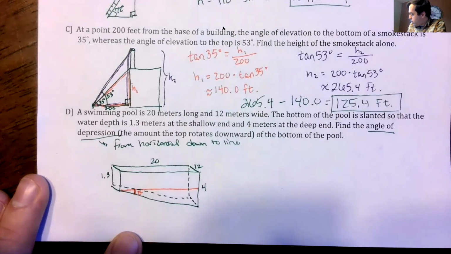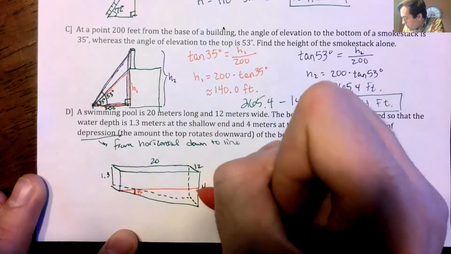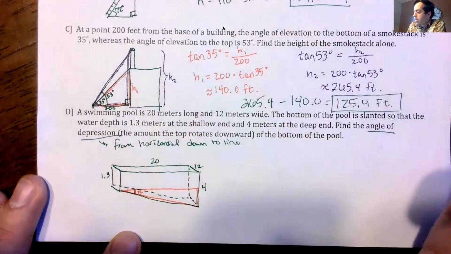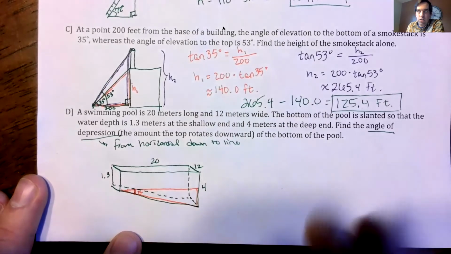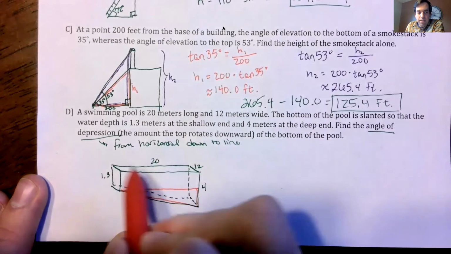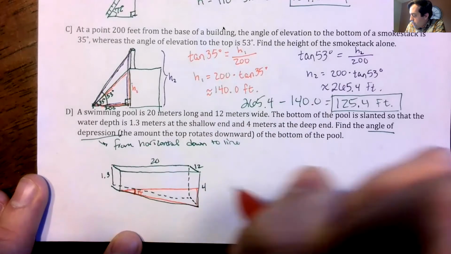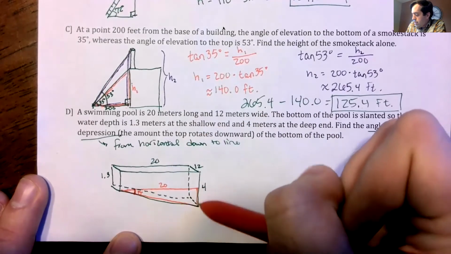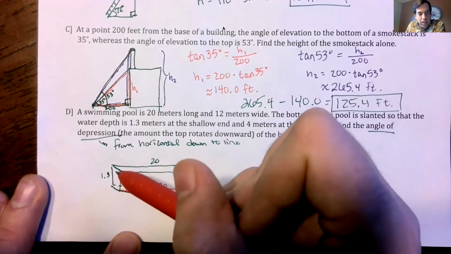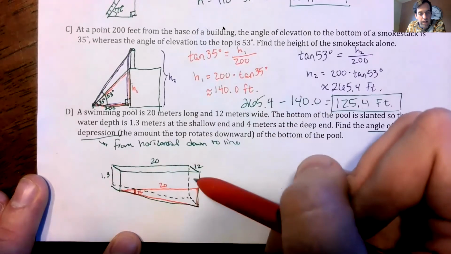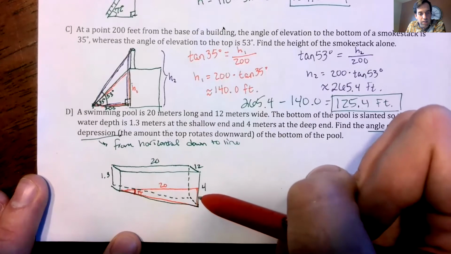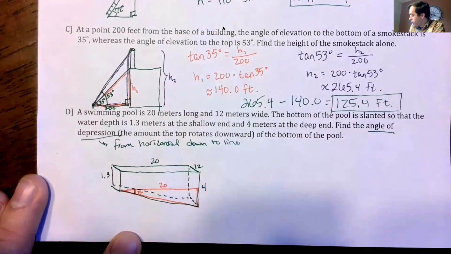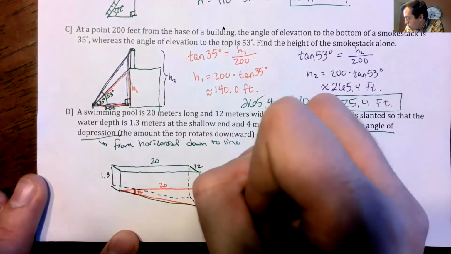So what I'm going to do here is just think about this as my right triangle. And in that right triangle, if I think about it two-dimensionally, the top is just going to be that length of the pool of 20 meters. And over here, I can find this length too, because the shallow end has a depth of 1.3, the deep end is 4. So if I subtract them, I should get just the red length. So 4 minus 1.3 is going to be 2.7.